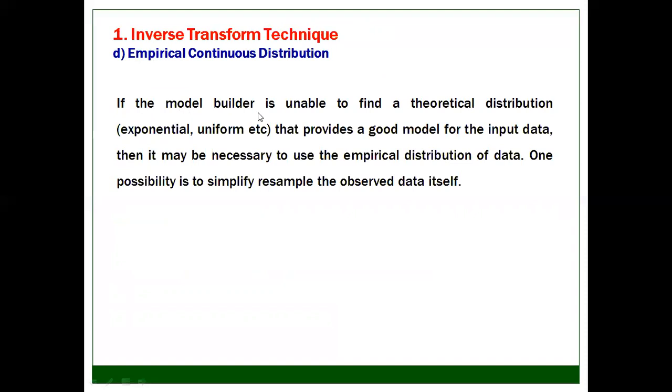If the model builder is unable to find a theoretical distribution, whether exponential, uniform, triangle or Weibull, that provides a good model for the input data, then it may be necessary to use an empirical distribution of data. One possibility is to simply resample the observed data itself.